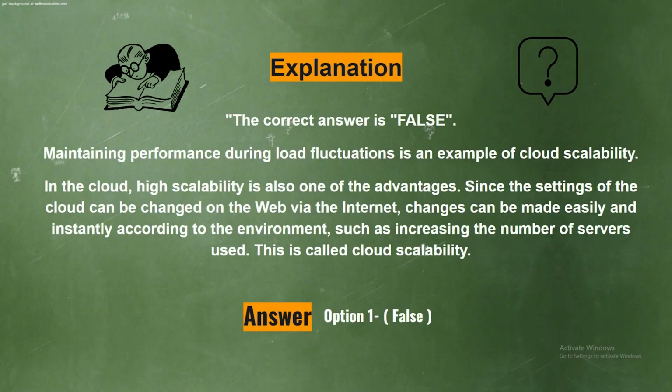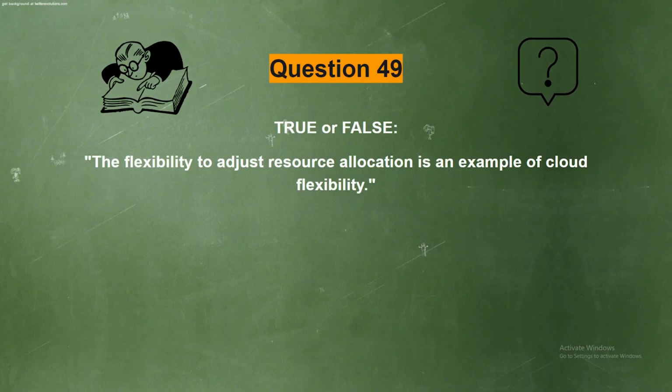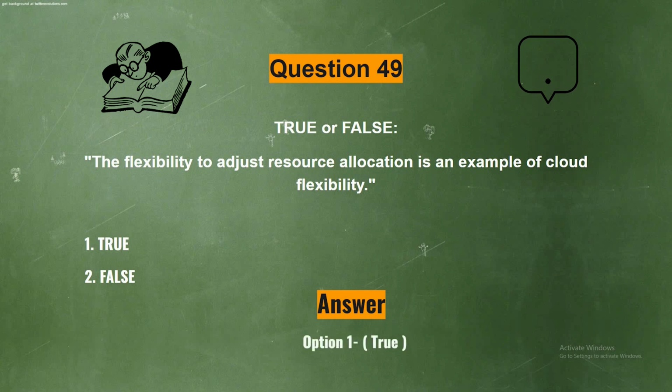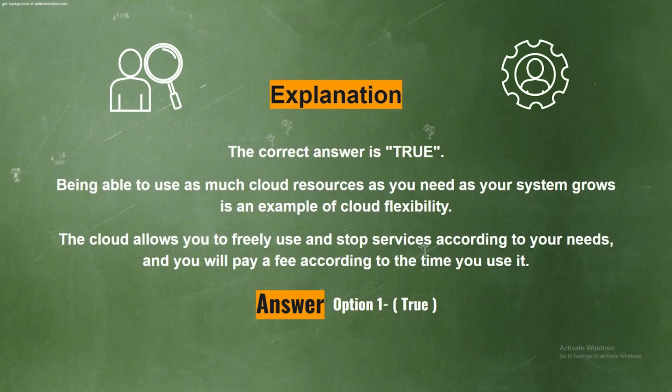Next question. True or false? The flexibility to adjust resource allocation is an example of cloud flexibility. And the options are: Option 1, true; Option 2, false. And the correct answer is Option 1, true. Explanation. The correct answer is true. Being able to use as much cloud resources as you need as your system grows is an example of cloud flexibility. The cloud allows you to freely use and stop services according to your needs, and you will pay a fee according to the time you use it.